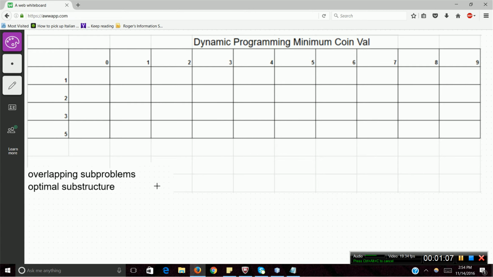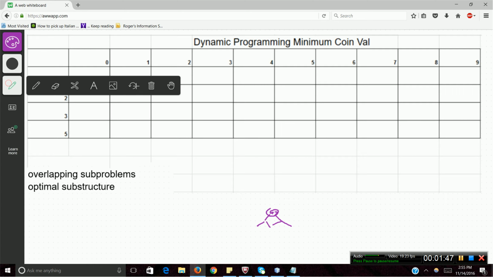For those of you who don't know what those mean, that's all right. Overlapping subproblems means that if you were going to write a recursive solution to this, say instead of 9 cents we were solving for 97 cents, you'd write a recursive solution that started with 97 cents and then split off into branches, and those branches spread off into more branches. You would actually end up solving the same problem multiple times further down in this tree.